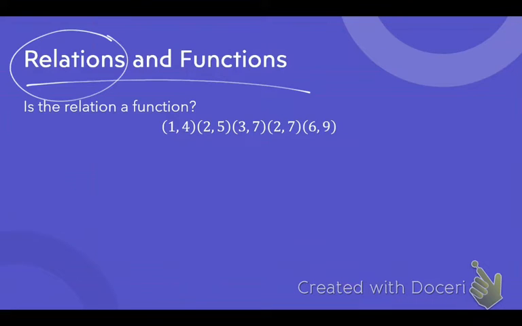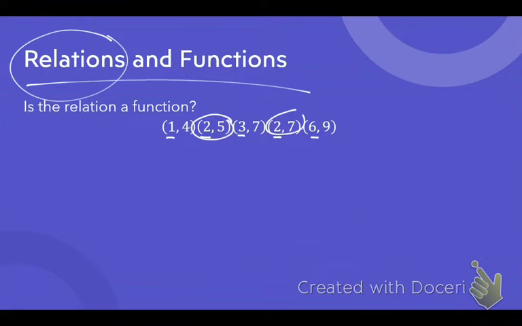Okay, which numbers did you underline? 1, 2, 3, 2, and 6. So when I'm looking at my input values, I'm looking to see if any of them repeat. Does any input value repeat? Yes. So if it does repeat, I want you now to circle the 2 ordered pairs that repeat. This would be good work for you to show on your final exam too if you have a question like this. So circle them so you can really focus on them.